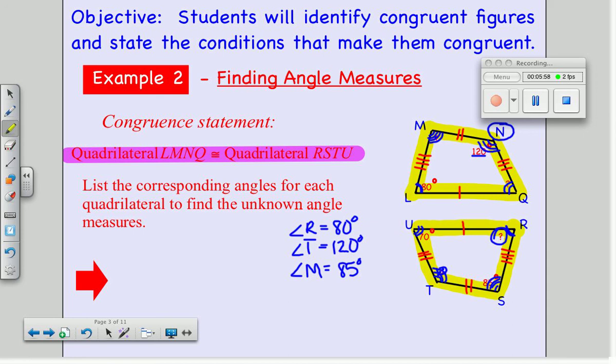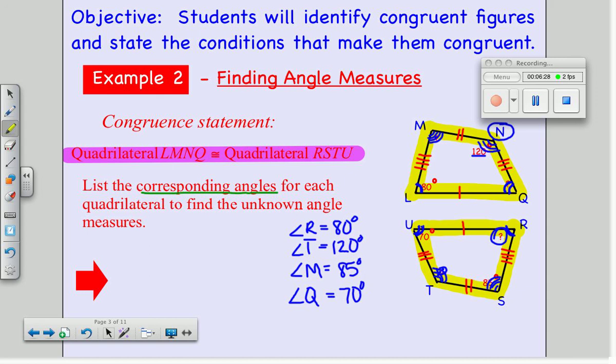And which last one? Angle Q. Angle Q has 2 lines. So which other one has 2 lines here? Angle U. Angle U is 70 degrees. So angle Q is 70 degrees also. So you could use the corresponding angles to find missing angle measures. Okay?